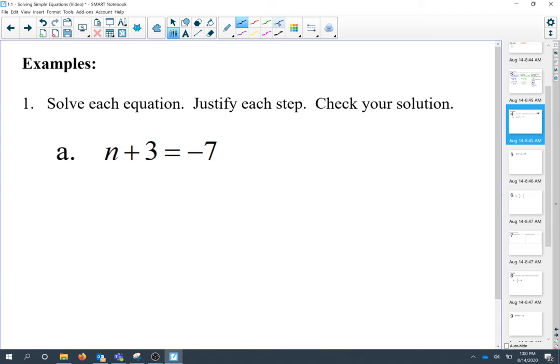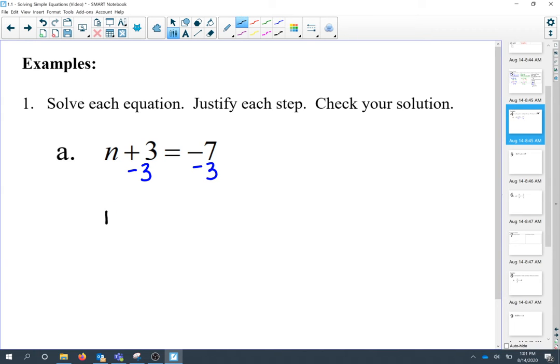So, first things first. N plus 3 equals negative 7. So we need to find some number. Then when I add 3, I get negative 7. So I'm going to isolate the n. I have to get the 3 to the other side. So we use an inverse operation. The opposite of plus 3 is minus 3. So we're going to do that to both sides of our equations.